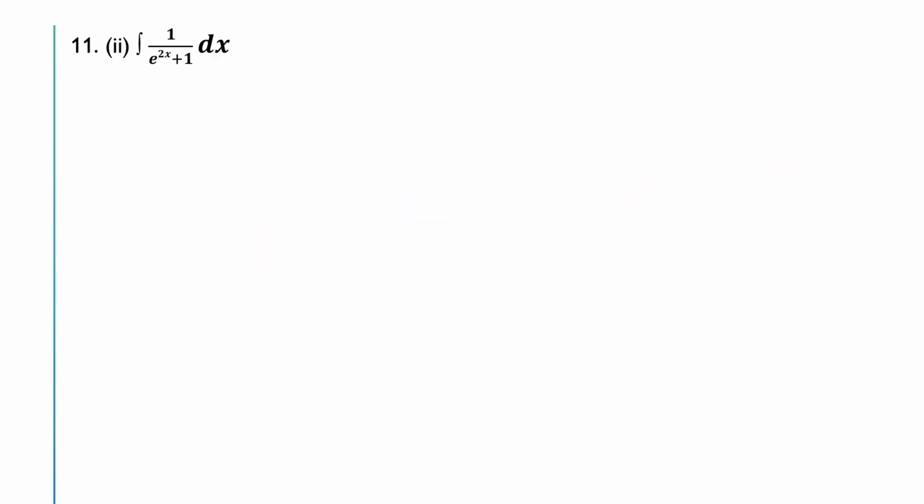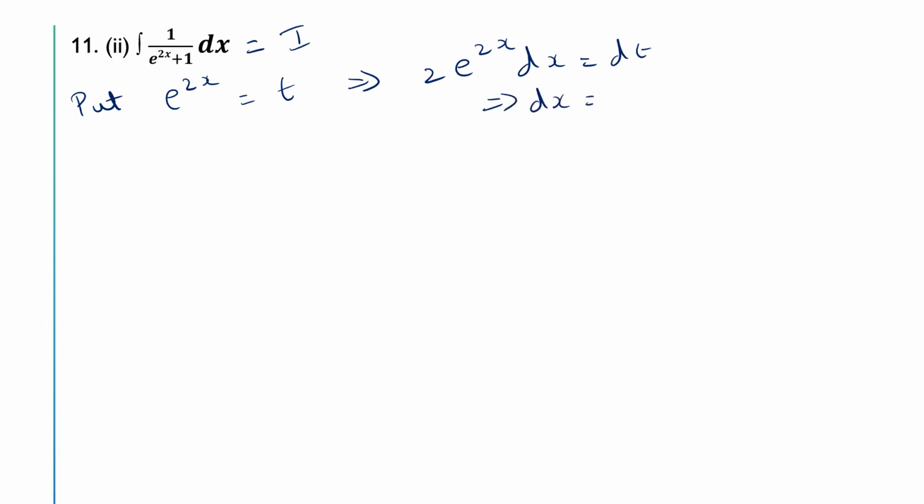The next question, integral 1 by e raised to 2x plus 1 into dx. So let us take the given integral as equal to I, and let us make the substitution. Put e raised to 2x is equal to t. So if we differentiate both sides, we get 2 e raised to 2x dx equal to dt, or from this we can write dx is equal to dt by 2t. Since e raised to 2x we have taken as t, this e raised to 2x we can put as equal to t.